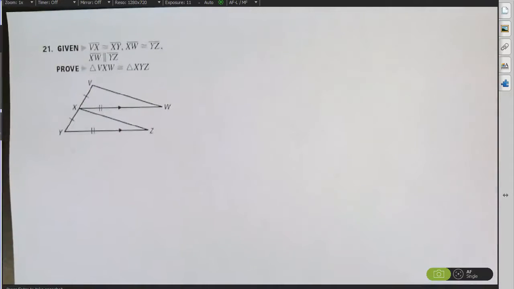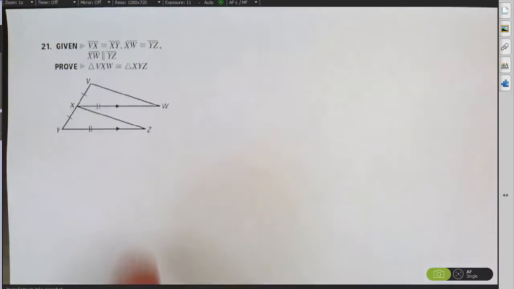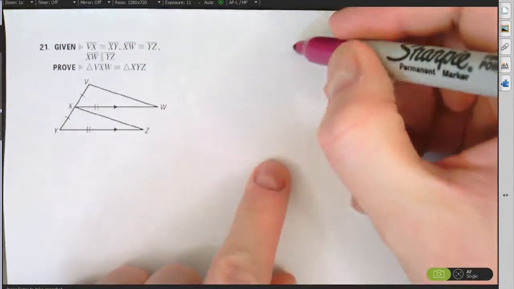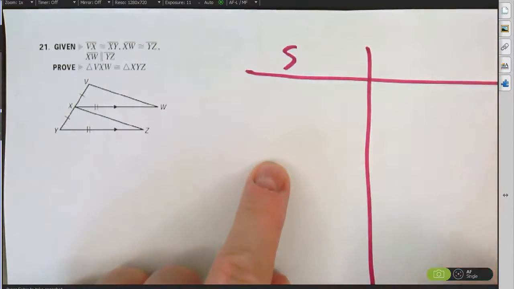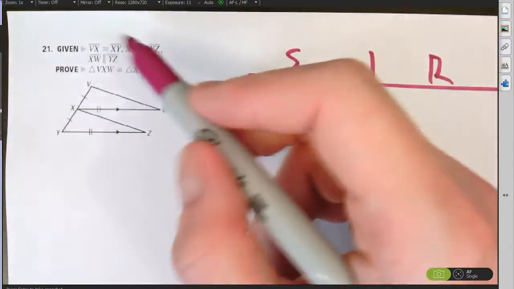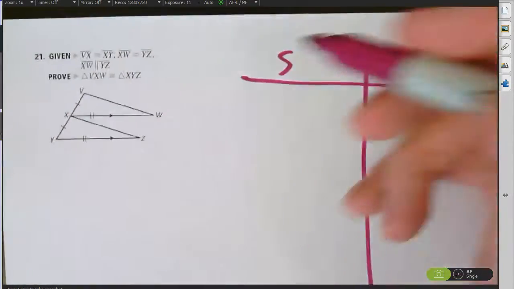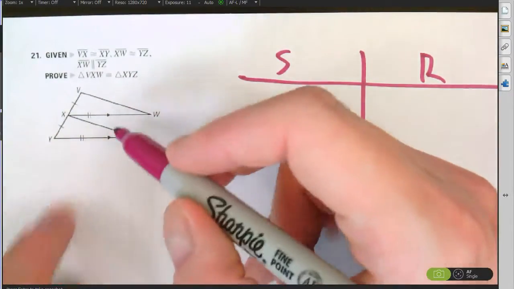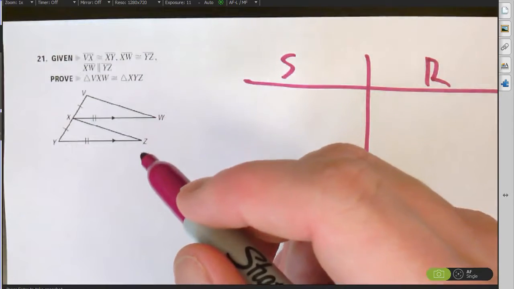Let's look at this number 21 here. Again, I like this one because it's got parallel lines. So we look at our statements and our reasons. Set up our T-chart for that. Okay. More importantly, look at the drawing. They gave us two pairs of sides are congruent instantly. So I already have that. And they gave us a pair of sides are parallel. Parallel. So what that means, we must have a pair of angles that are congruent.